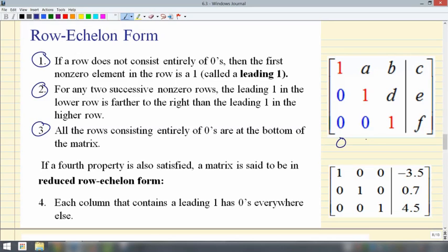So if we did have a fourth row and it was all zeros, you have to put that at the bottom. There's then a fourth property, which says if you have zeros everywhere except for this diagonal of 1s, this is called reduced row echelon form. So it's incredibly easy to read off your answers from this matrix.